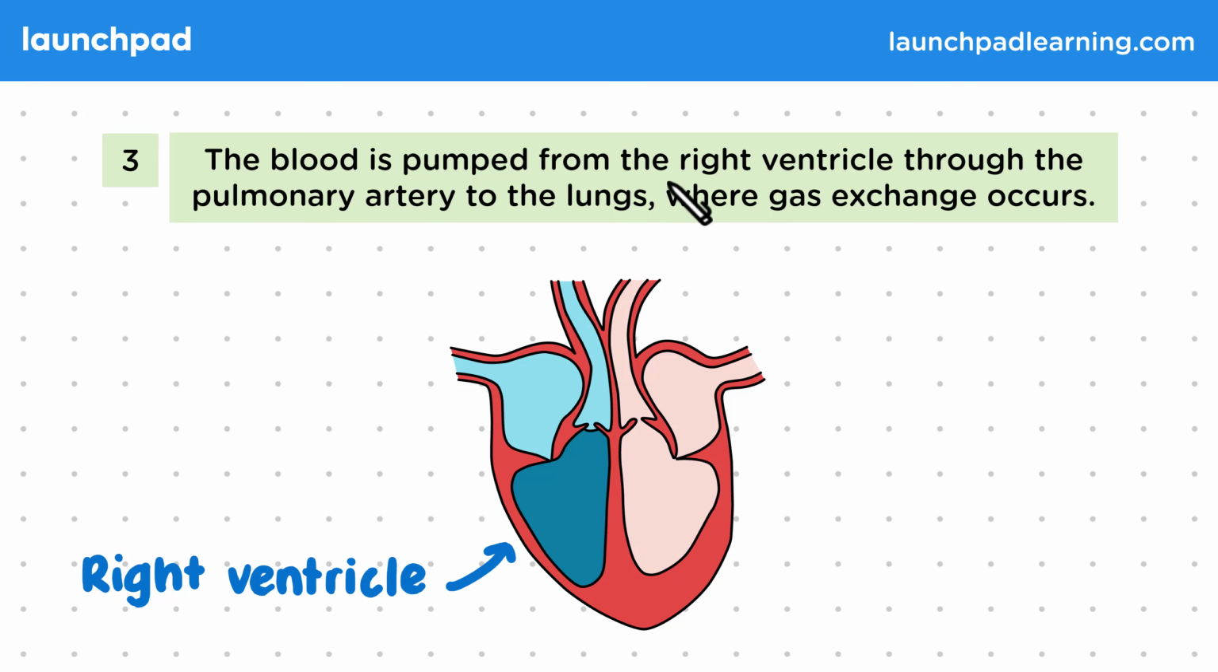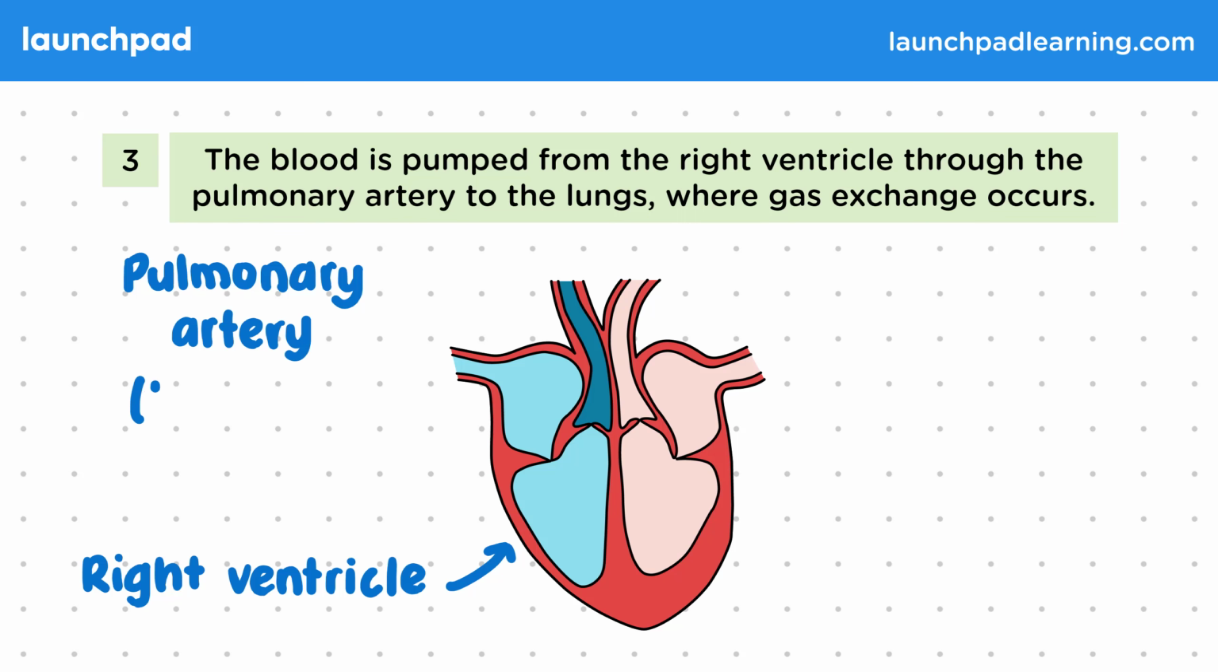The blood is pumped from the right ventricle through the pulmonary artery to the lungs, where gas exchange occurs. So the blood moves up past the valve and into the pulmonary artery to go away to the lungs. Remember that the purpose of these valves is to prevent the backflow of blood to maintain a one-way movement of blood through the heart. A detail here that you need to know is that the pulmonary artery is the only artery that carries deoxygenated blood.